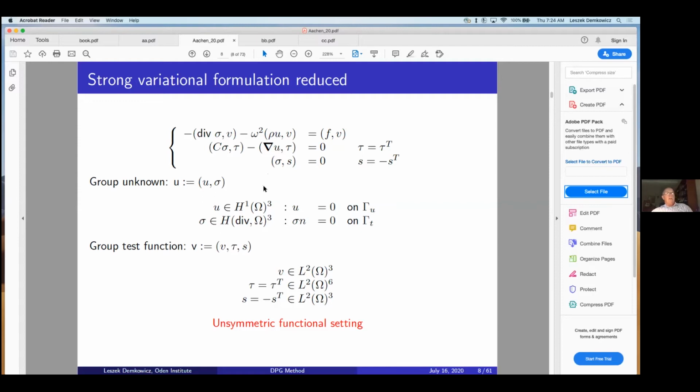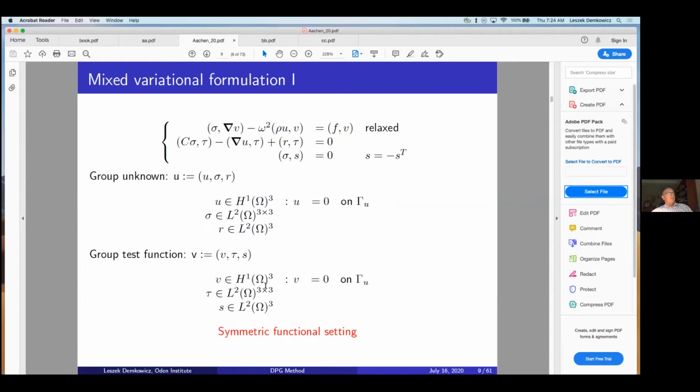This R, as you will see, will enter other formulations. So one reason is I wanted to introduce it, the infinitesimal rotation vector. Now, I also want to notice that enforcing the symmetry of tau and S is easy, because both tau and S come from multiple copies of L2 space, and all it does is reduce the number of components of these testing functions. Okay, so we have the strong variational formulation and the strong variational formulation reduced.